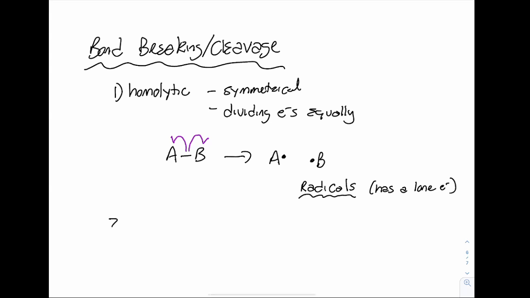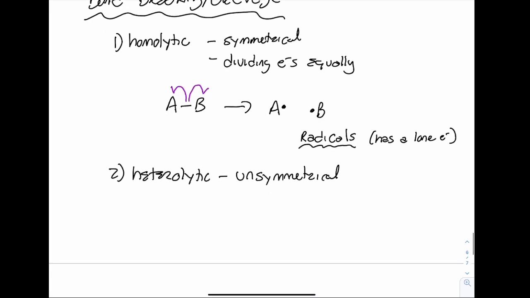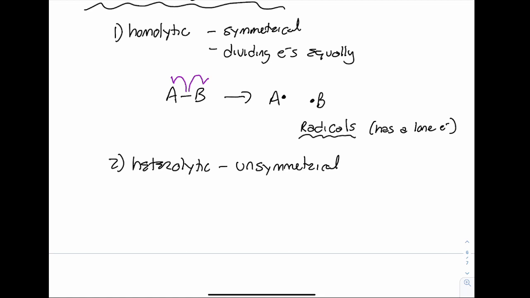The second way are the ones that we've been doing. So these are heterolytic. This is going to be unsymmetrical. So one of the 2 atoms gets both of the electrons.